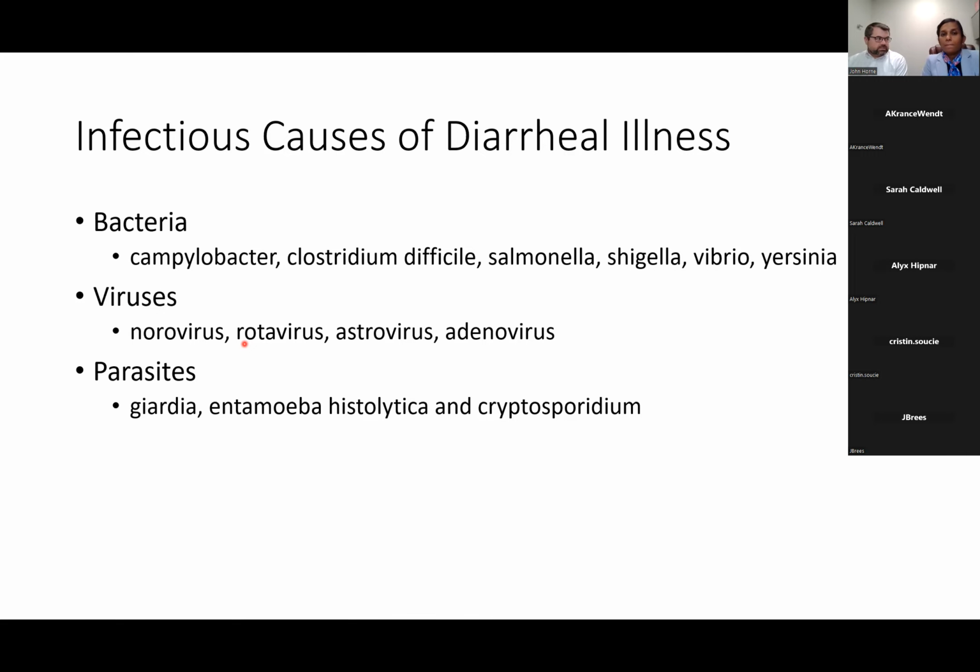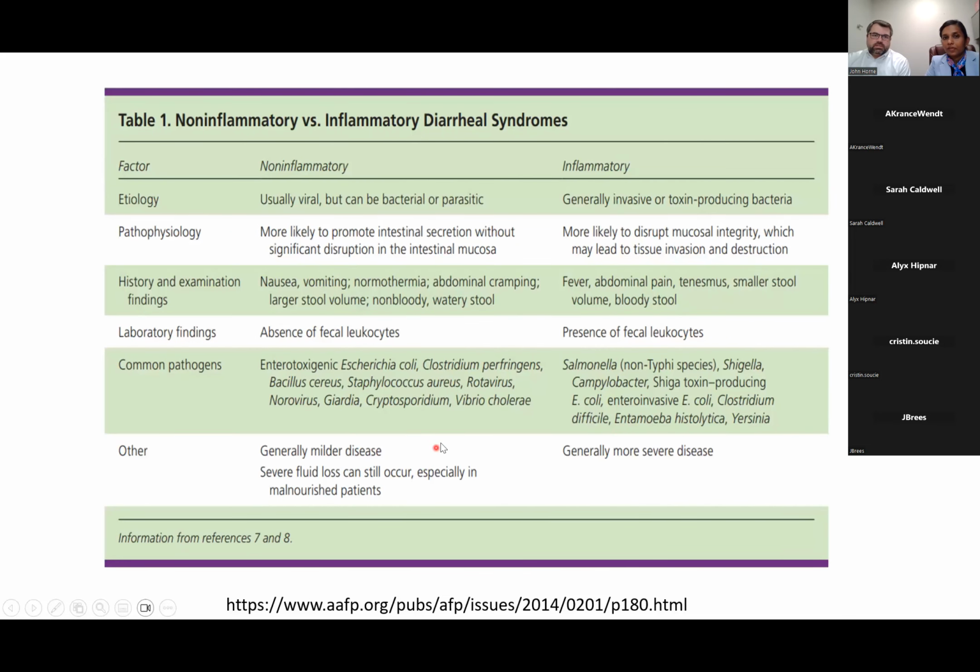But there's a new vaccine that just came out. They've had a vaccine for rotavirus for a long time, but now there's a newer version of that too. And I was reading that the vaccine has helped decrease the hospitalizations for kids. That's huge. That's big. Yeah, that's been really good. And then parasites: Giardia, Entamoeba histolytica, Cryptosporidium. These are some of the common ones that we see.